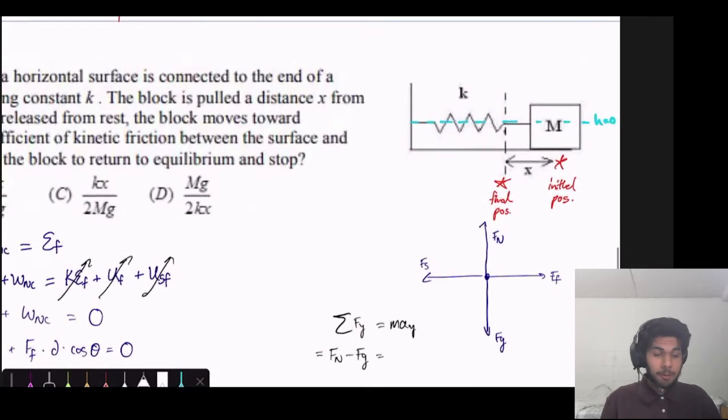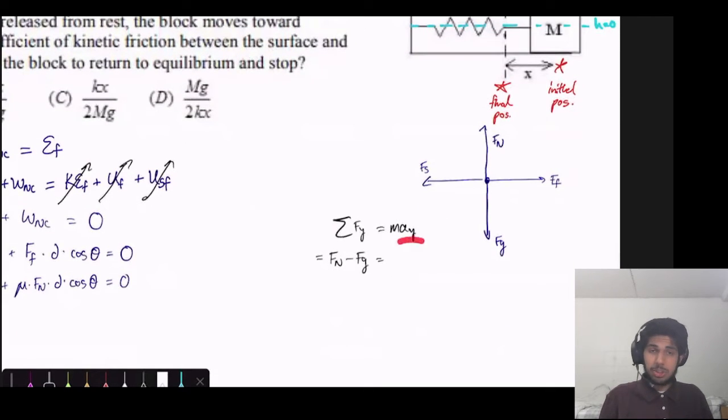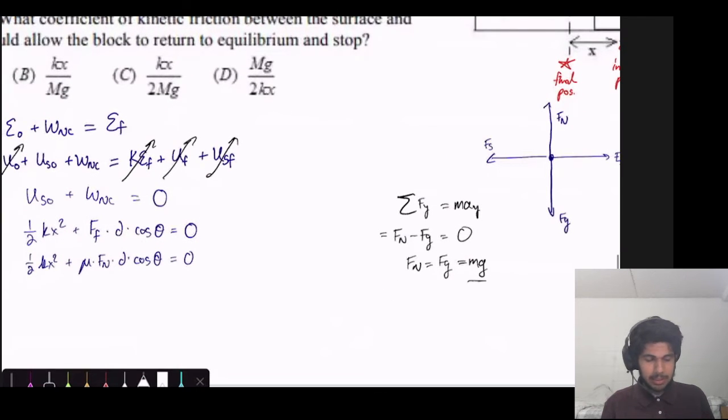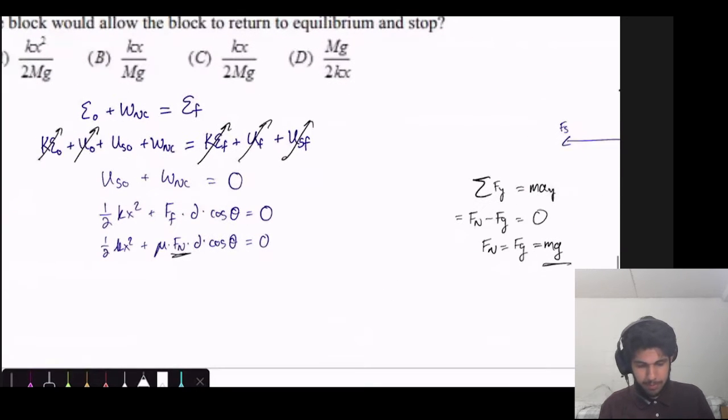As I said before, this block is not flying upwards and coming back down. It's just moving towards the left. So it's not moving in this upwards direction, so certainly there's no acceleration in that direction for the system. So this goes to 0, which means that Fn equals Fg, which equals mg. Great, so we can make this substitution back in here.